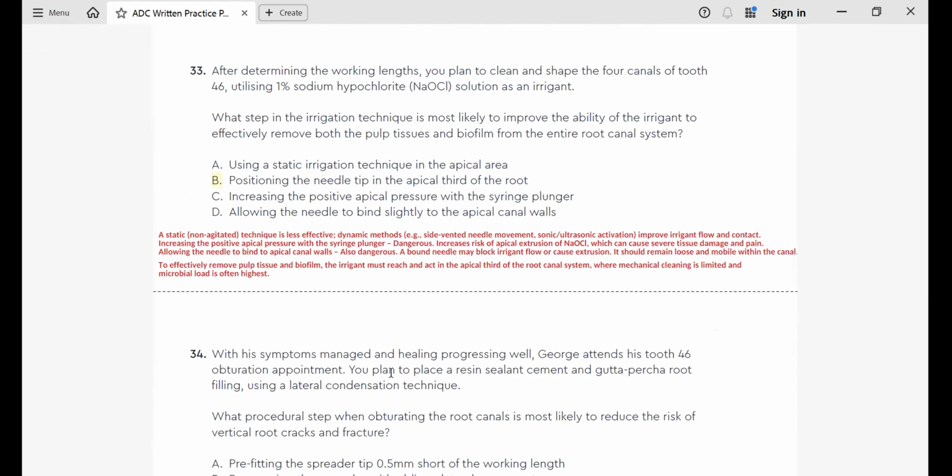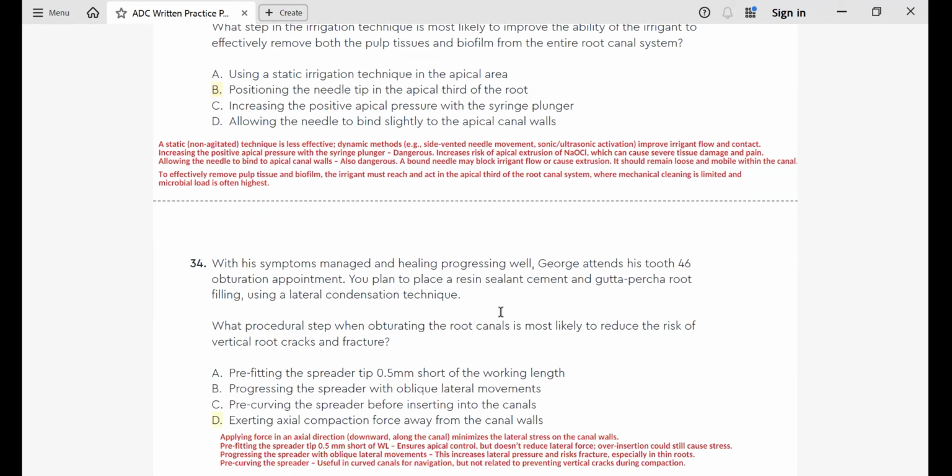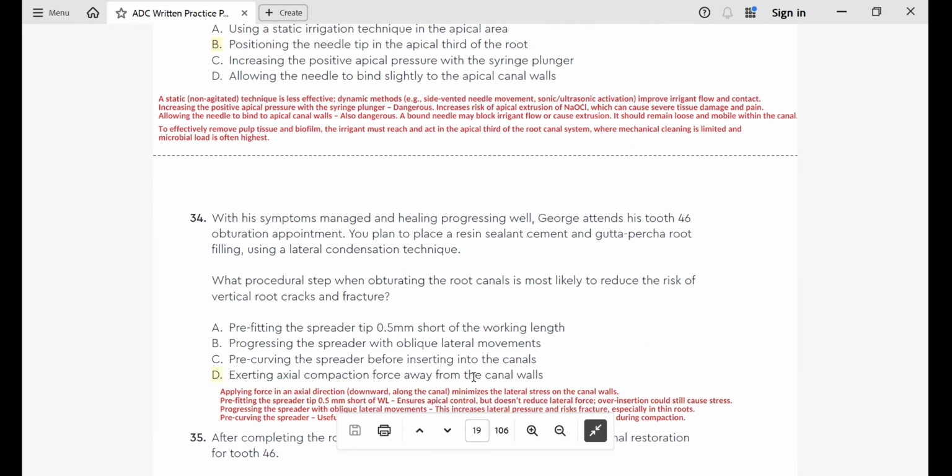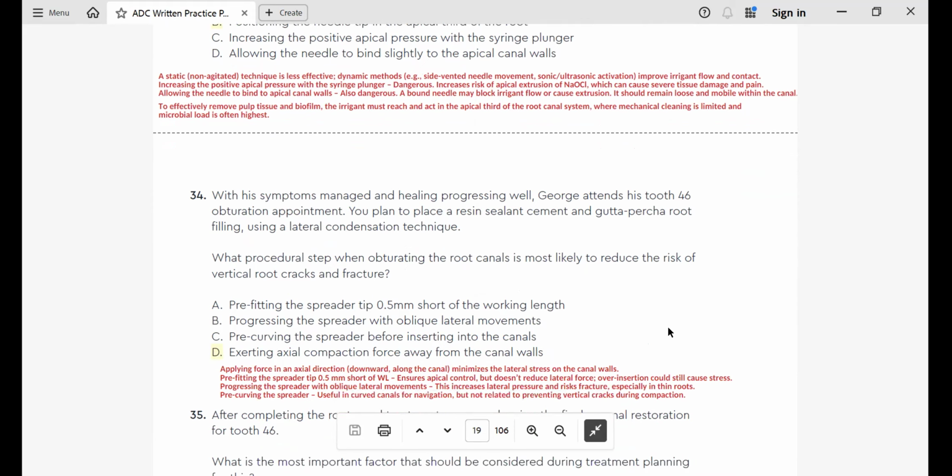With her symptoms managed and healing progressing well, she attends for the 4-6 obturation appointment. You plan to place a resin sealer cement and gutta-percha root filling using a lateral condensation technique. What procedural step in obturating the root canal is most likely to reduce the risk of vertical root cracks and fracture? Exerting axial compaction force away from the canal walls, right? Applying force in an axial direction downward along the canal minimizes the lateral stress on the canal walls. And then it says why the other options A, B, C are wrong. Okay.